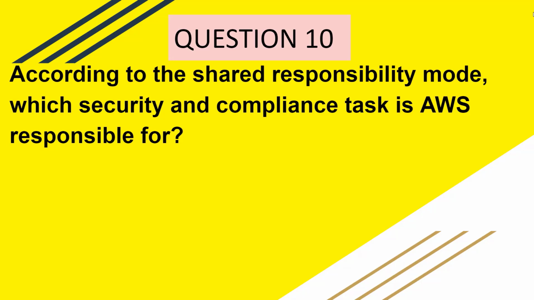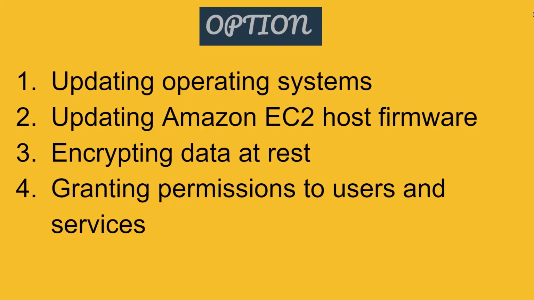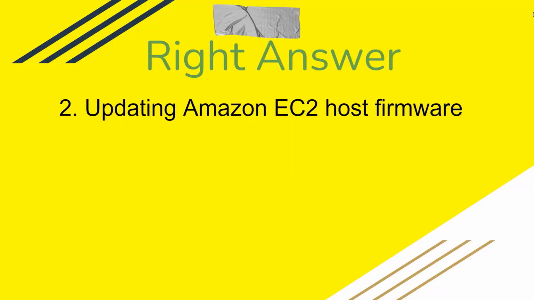Question 10. According to the shared responsibility model, which security and compliance task is AWS responsible for? Option 1. Updating operating systems. 2. Updating Amazon EC2 host firmware. 3. Encrypting data at rest. 4. Granting permissions to users and services. Right answer is 2. Updating Amazon EC2 host firmware.